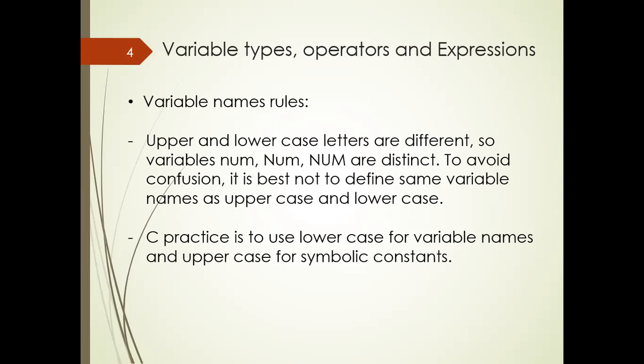Now, uppercase and lowercase letters are different. For example, if you have these three variable names, num with all lowercase, num with the first letter uppercase, and num with all letters uppercase, they are different variables. So be very careful when you use uppercase and lowercase letters for variable names. It can be quite confusing in a given code if you use the same name but with different case letters, both for yourself and for subsequent users of the code. As we've seen, in C practice you use lowercase for variable names and uppercase for symbolic constants.